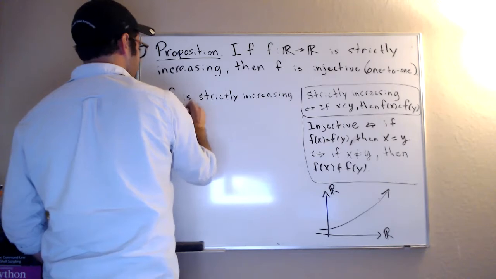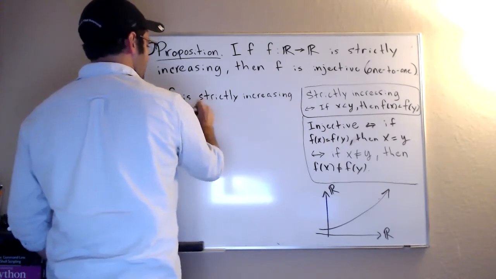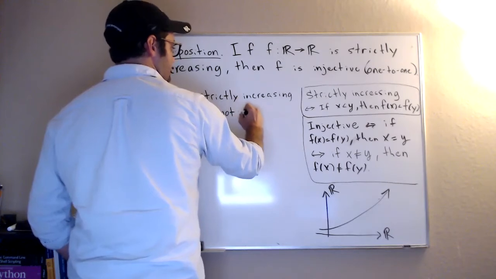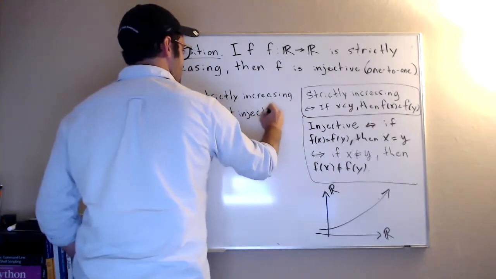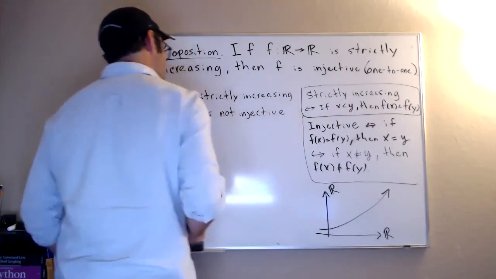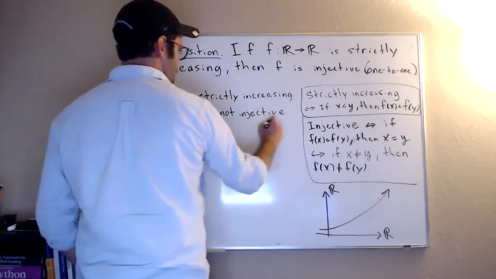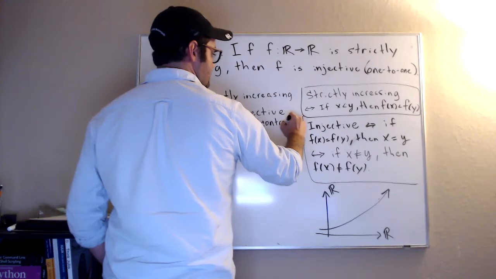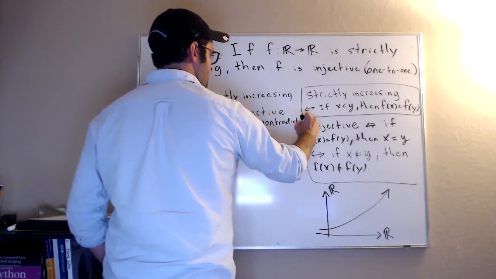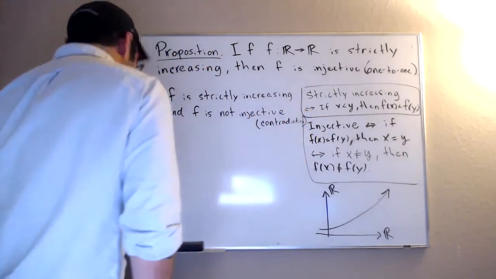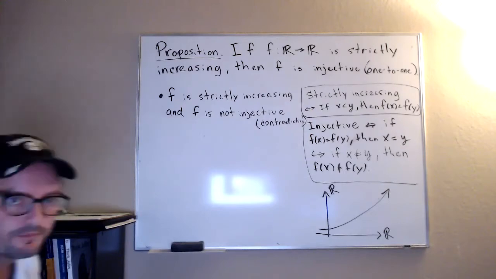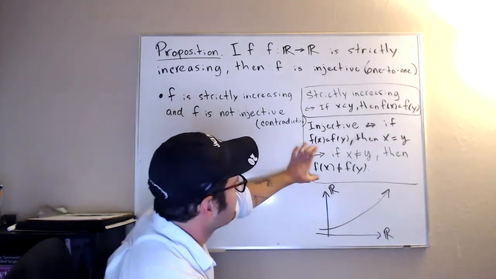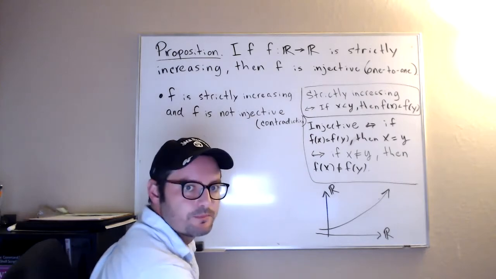And f is not injective. Okay, so this is by contradiction, right? This is what you assume under contradiction. Okay, so we're assuming that it is not the case that this happens, right?